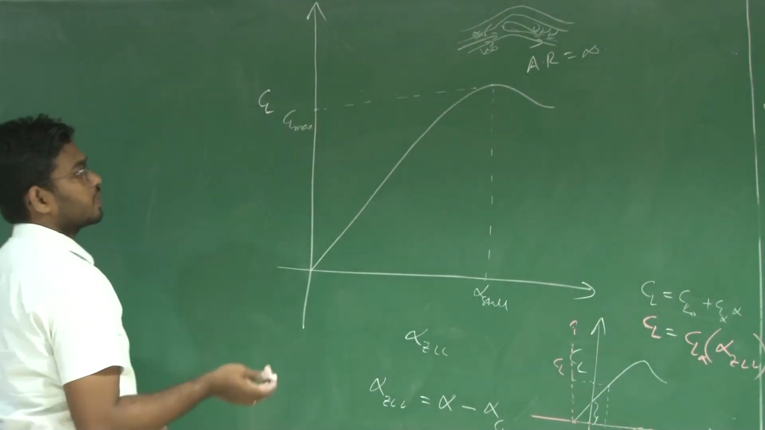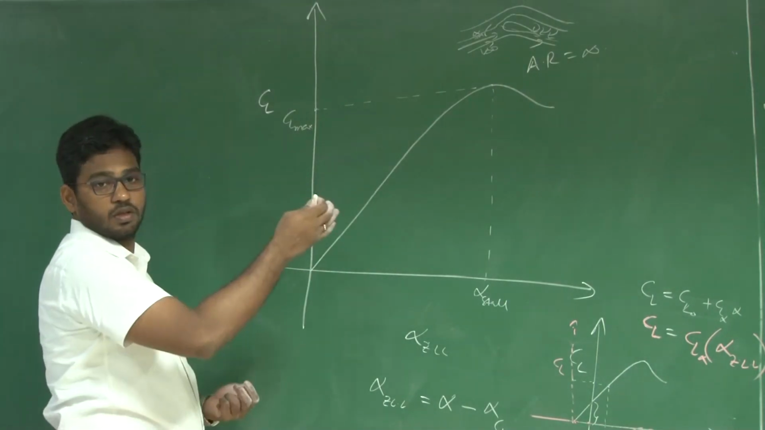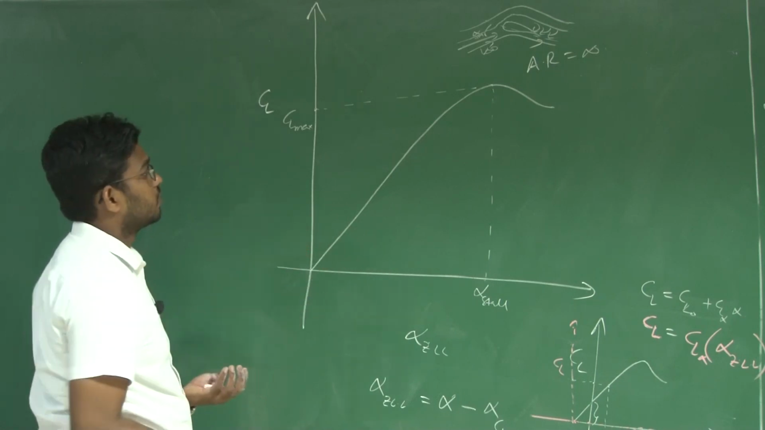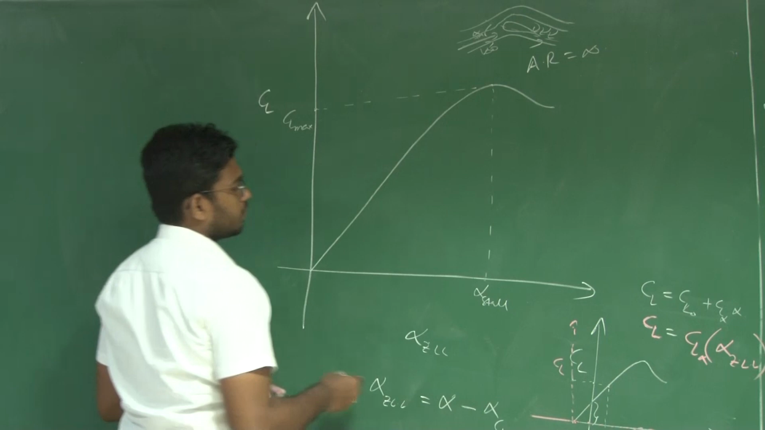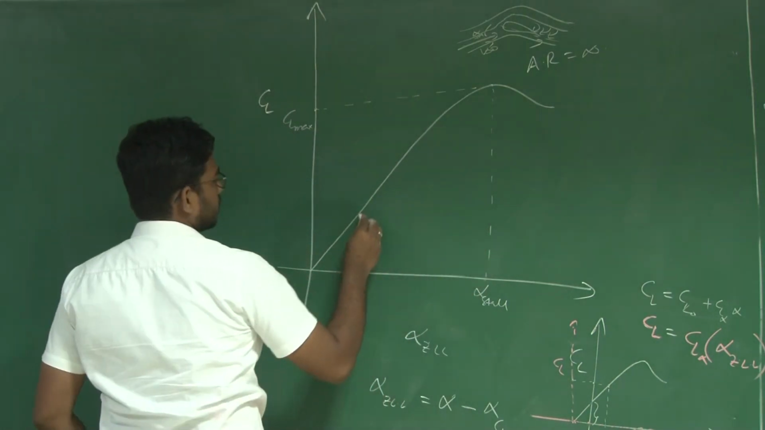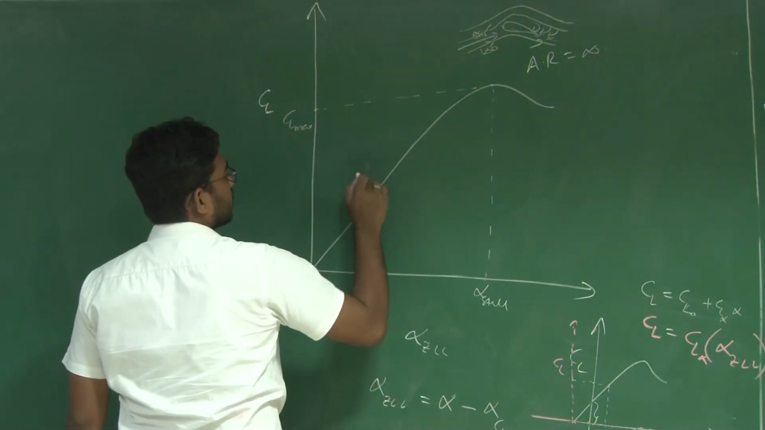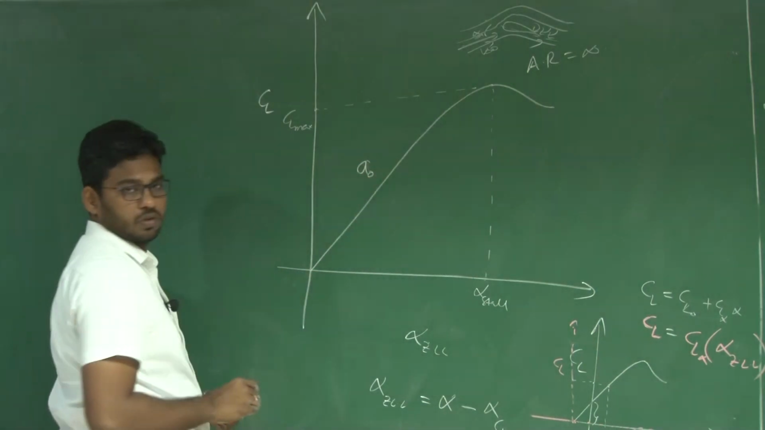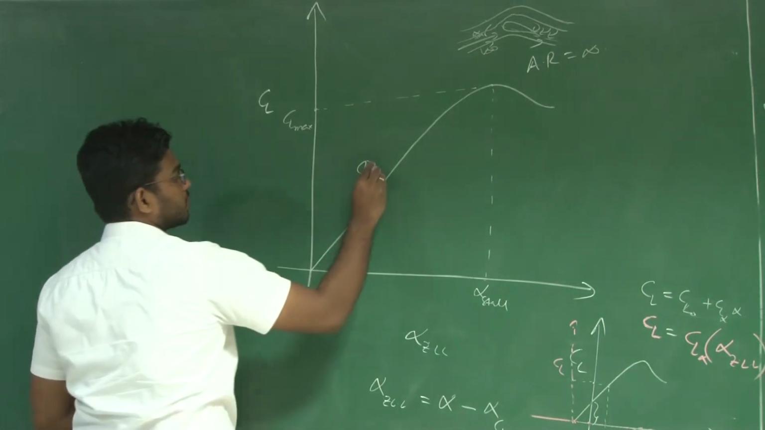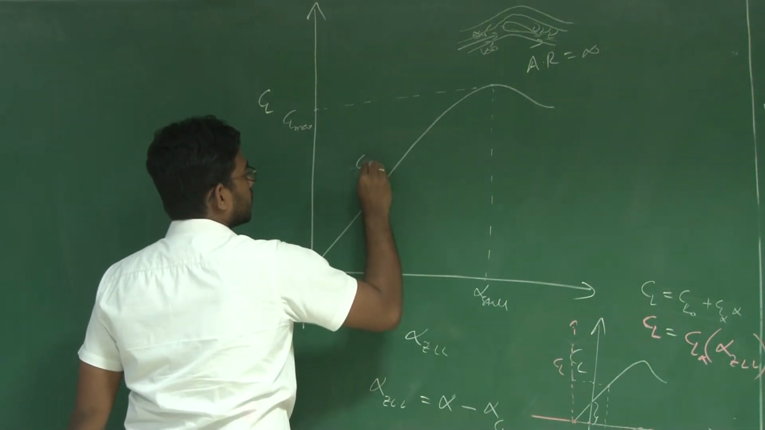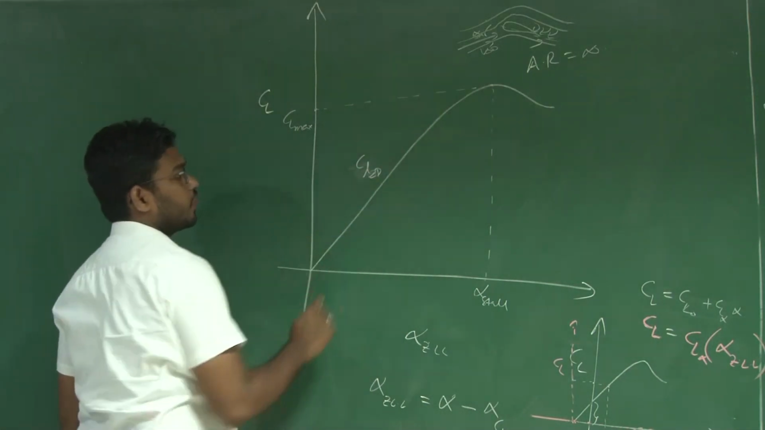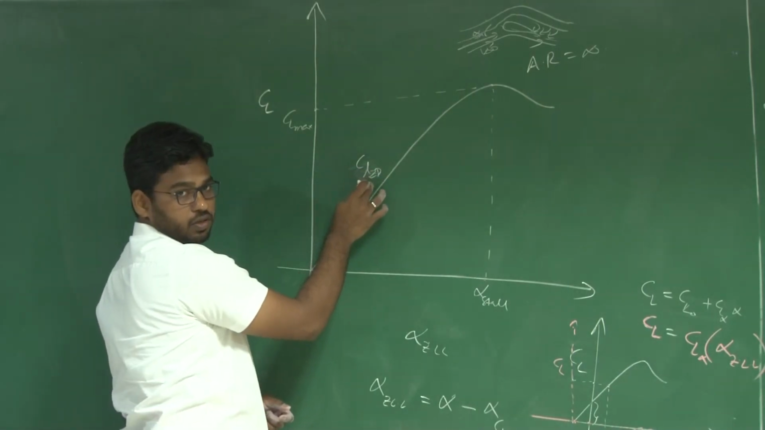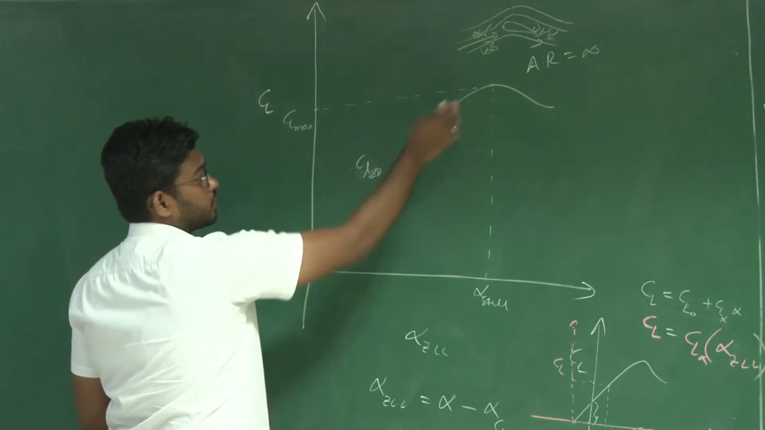And the drag also increases, because of the flow separation you will get pressure drag. So now coming back to this, let us say this is your a naught, or CL alpha 2D, because it is for an aerofoil. So this is for an infinite wing.